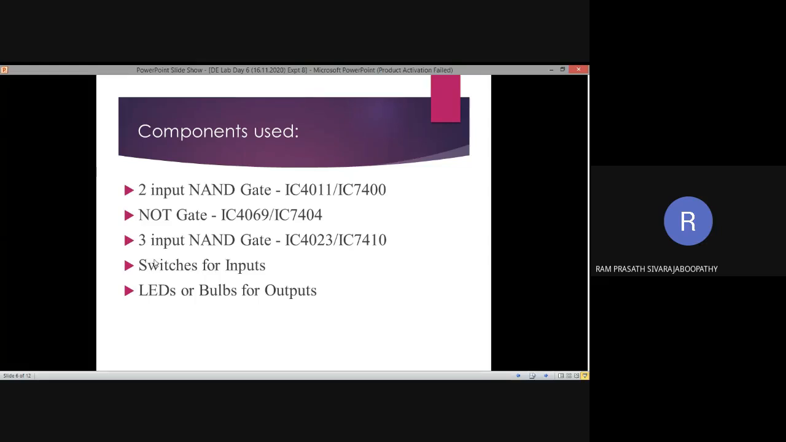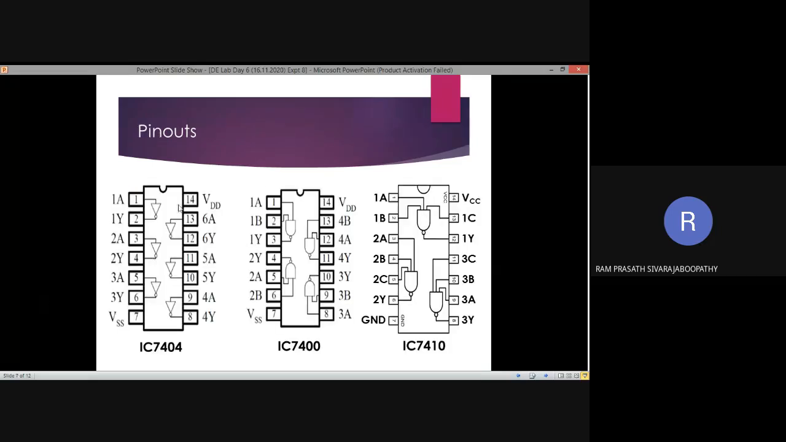So 2 input NAND gate we need. NOT gate we need. 3 input NAND gate we need for designing JK and T flip-flop. Then switches for providing the input and the bulbs for output. So you already know the pinout of NOT gate and 2 input NAND gate. So kindly note down this thing.